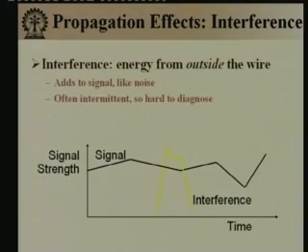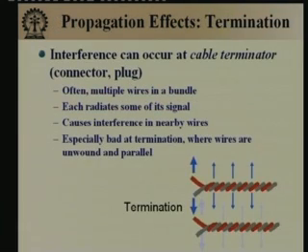Then of course, as I said, there is interference, that means energy from outside the wire adds to the signal like noise, often intermittent, so very hard to control or diagnose. Okay. And one important point is that very strong interference can occur at cable termination. Okay. So, there are two things.